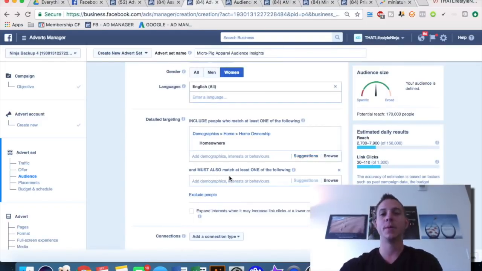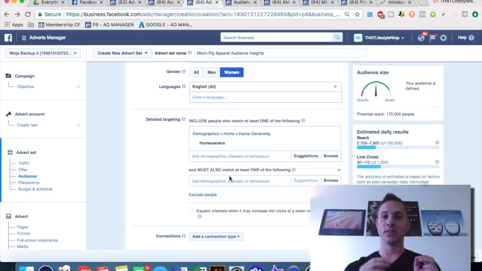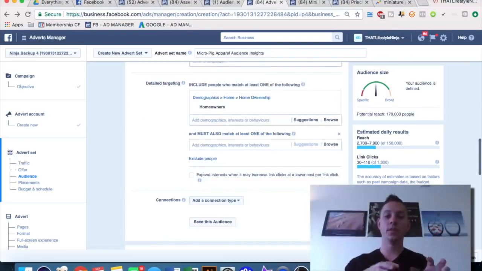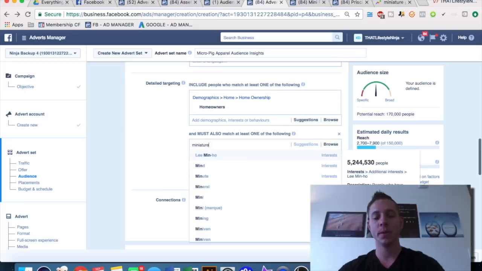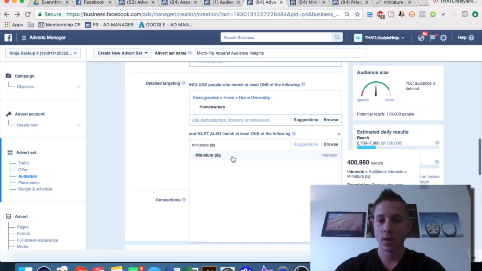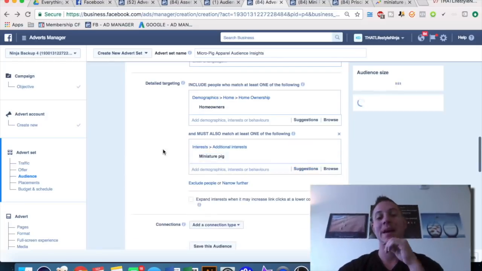So if we have a perfect interest that we think is, every single person that I want to show this campaign to must like this specific thing, then we want to put it by itself in its own category, right? So we are targeting miniature pigs, right? And so I want it to be by itself.